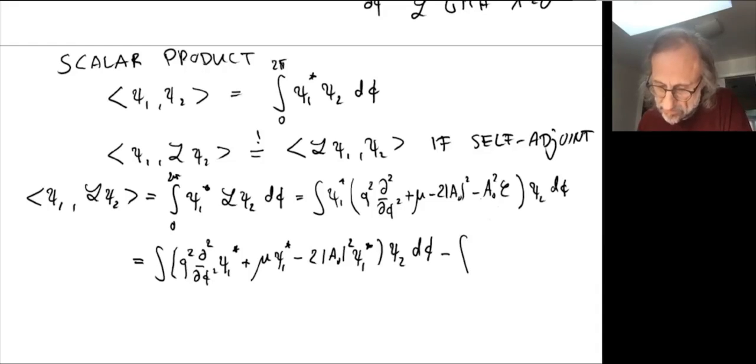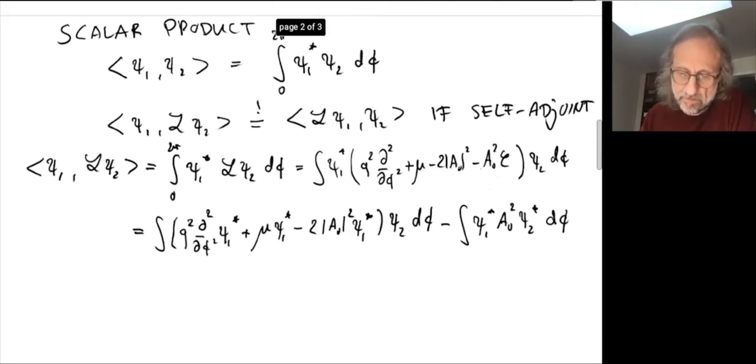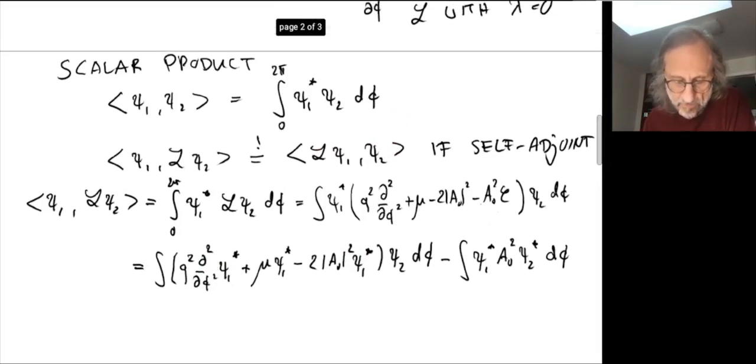I'm going to write this other term, which is minus psi1 star a naught squared psi2 star d phi. Okay, so let's see, what do we have? Let's compare this guy with this guy. So if we apply, maybe we don't have to write it out.